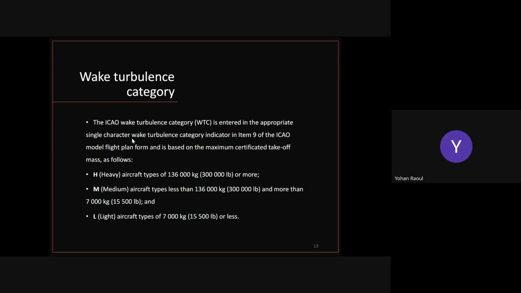Yeah. Okay. ICAO wake turbulence category. It's there on item 9 of your flight plan, based on the maximum takeoff weight or takeoff mass. Again, I think we've done these ones as well. Okay, that will be the same.